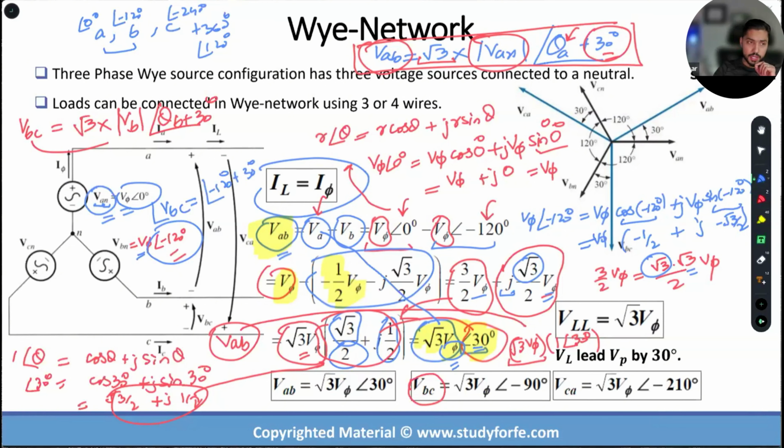This is a level of understanding. Once you develop it, you will have no issues dealing with square root 3, 30 degrees. Okay? That's how we go about dealing with the Y network. And this derivation really does not take long. I tell my students to go through the same exercise for VBC, for VCA, and using the ACB sequence, and you will always end up with this. And this is a key observation.